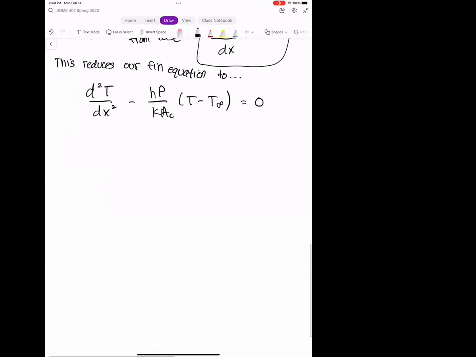Where we have two distinct terms here, and they represent two different things. This second order derivative, d squared T/dx squared, makes us think of our heat equation for conduction, the heat equation that we've basically been working with for the last 2 weeks. And that's going to be the heat transfer due to conduction down the length of the fin itself.